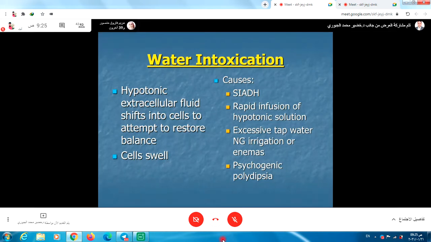The causes of water intoxication: SIADH, syndrome of inappropriate antidiuretic hormone secretion. Antidiuretic hormone is secreted from the posterior lobe of the pituitary gland; if it's secreted in an inappropriate way, it will increase fluid retention. Rapid infusion of hypotonic solution can cause water intoxication. Excessive tap water, nasogastric irrigation or enemas, such as stomach washout or enemas, can also cause water intoxication.